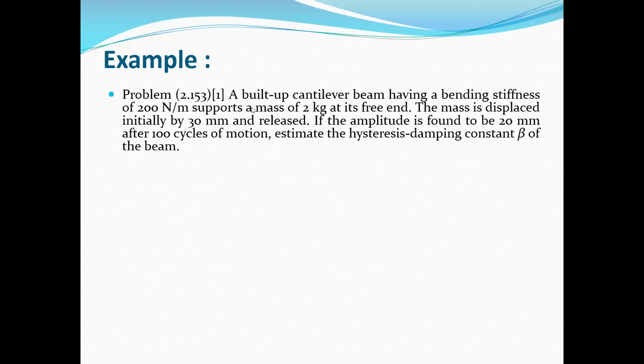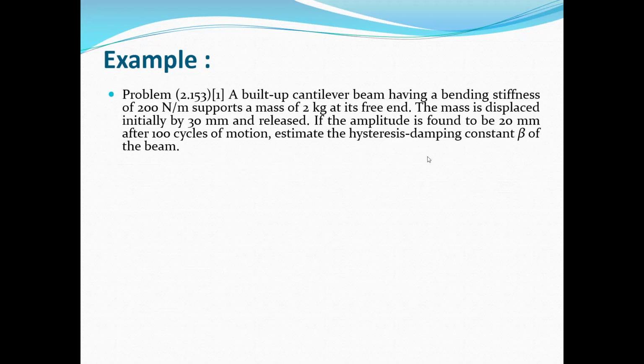Okay, next example, we have a built-up cantilever beam having a bending stiffness of 200 Newton per meter, which supports a mass of 2 kilogram at its free end. The mass is displaced initially by 30 millimeter and released. If the amplitude is found to be 20 millimeter after 100 cycles of motion, estimate the hysteresis damping constant beta of the beam.